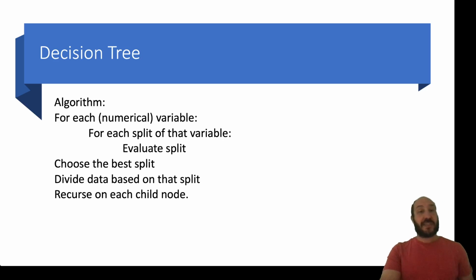So let's briefly revisit how the decision tree algorithm works. What you do is you look at each variable, in this case numerical variables, and you examine every split of that variable. You evaluate the split according to some criteria. You choose the best split, you divide the data based on that split, and then you repeat that process on each child node.